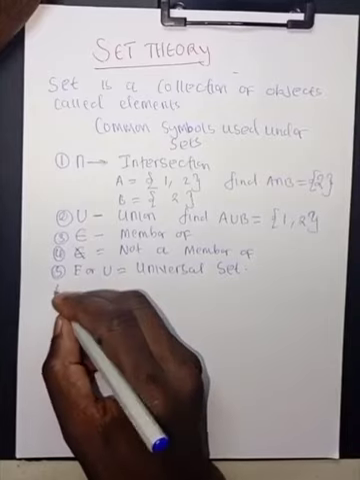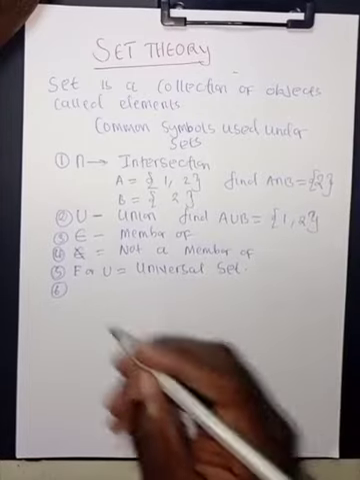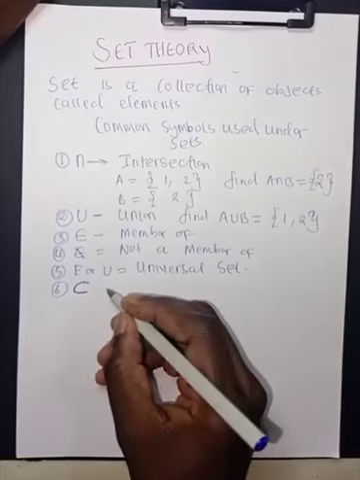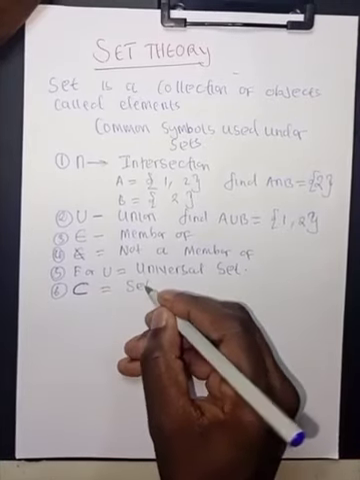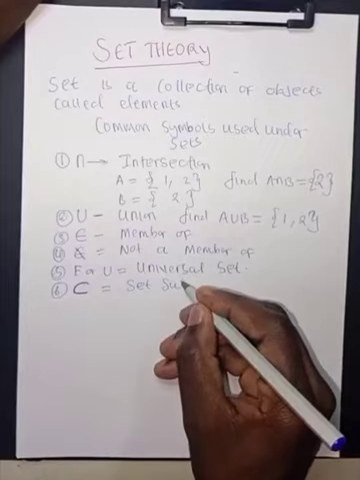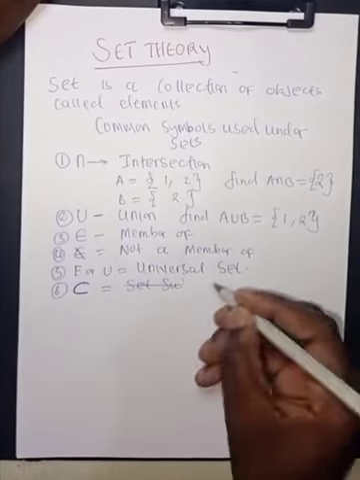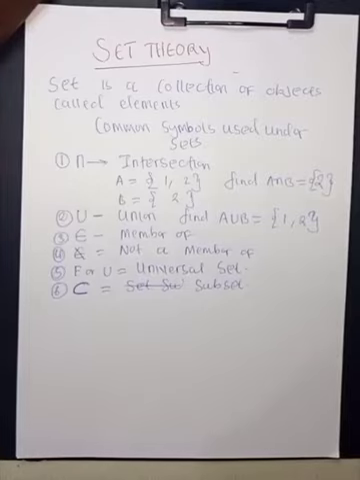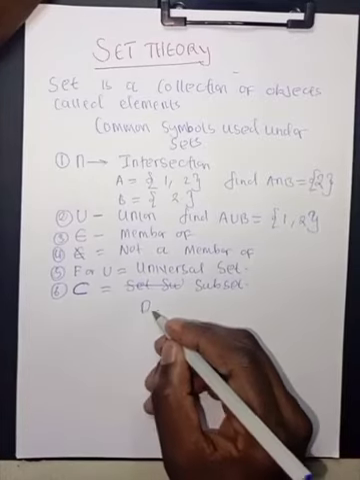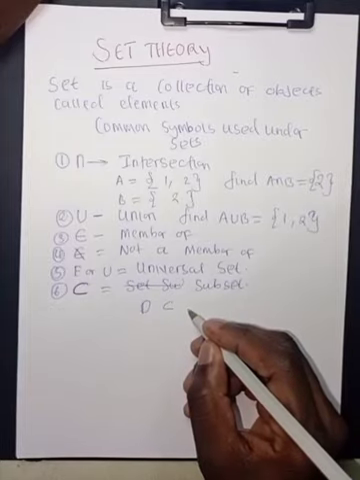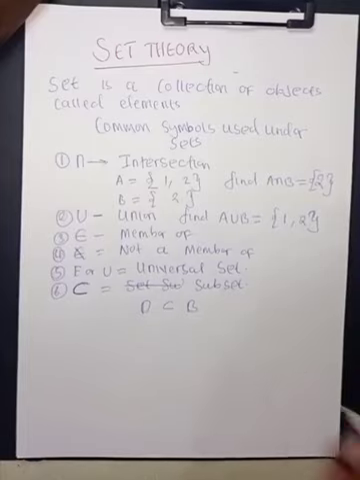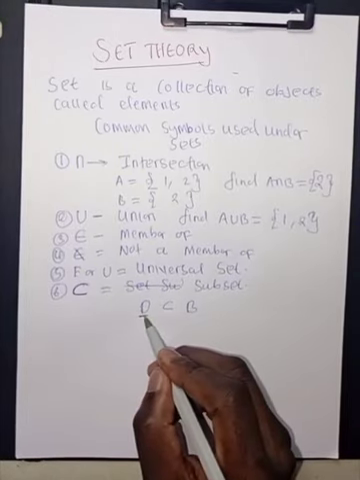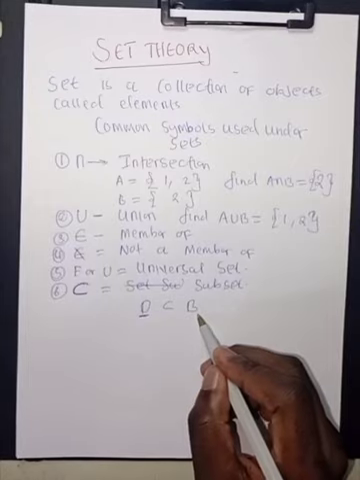Then we can have another symbol, which looks like a C. So this one is called subset. So for example, if I have D is a subset of, let's say, B. What does this mean? Which one is a minor set? So the first one mentioned is always the minor set, meaning the last one mentioned is the bigger set.